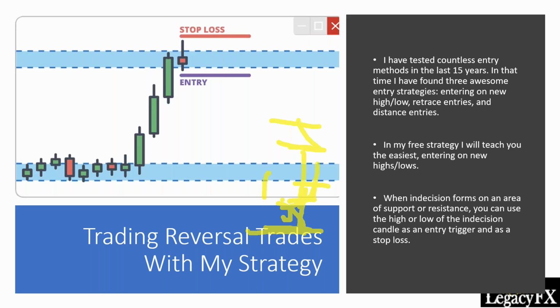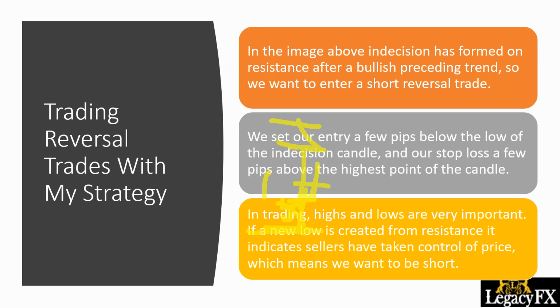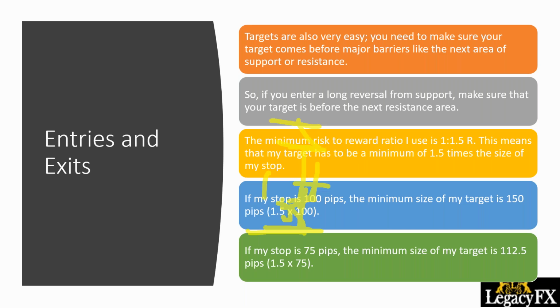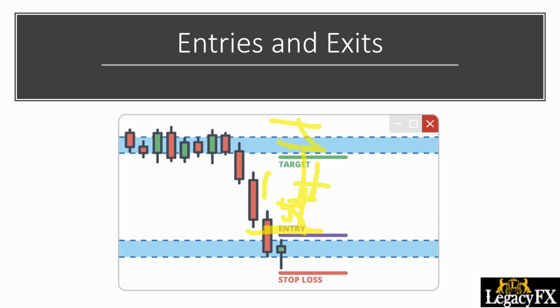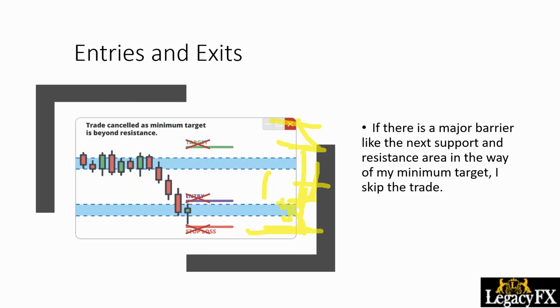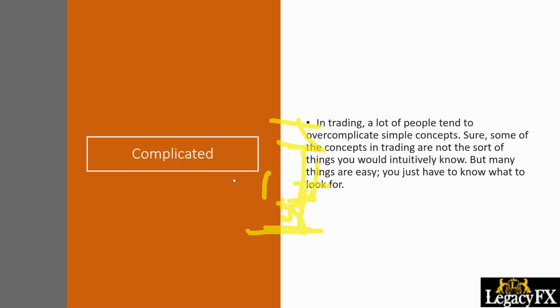Okay. So you set your entry point at the high or the low, depending on which direction it's going, of that indecision candle, and your stop loss on the opposite side. Now you need to calculate your risk reward ratio to make sure it's within your trading means. And in trading, a lot of people tend to overcomplicate simple concepts. Sure, some of the concepts in trading are not the sort of thing that you would intuitively know, but many things are easy. You just need to know what to look for.